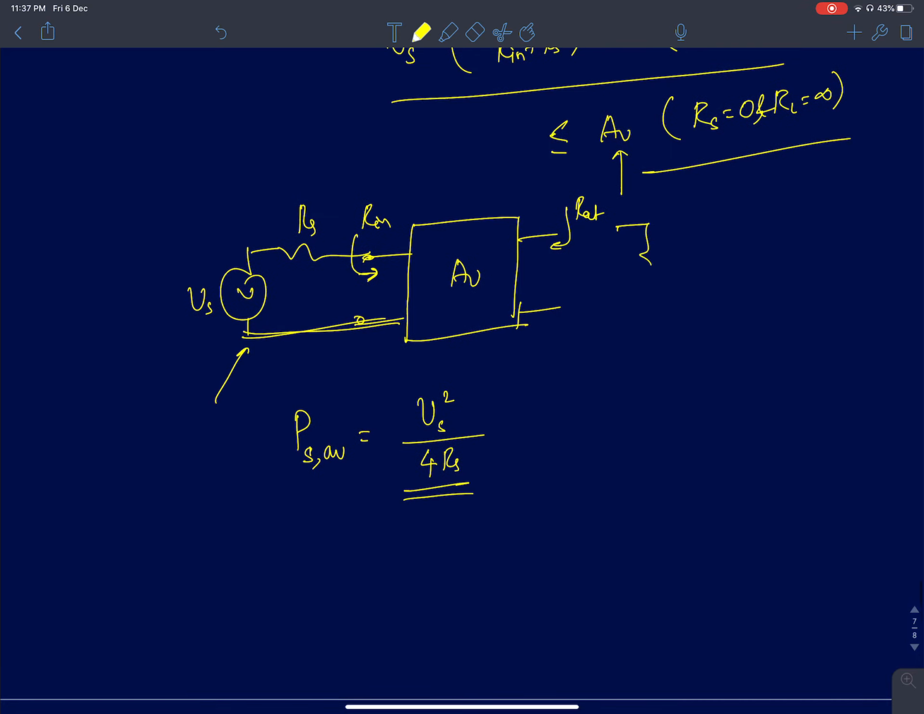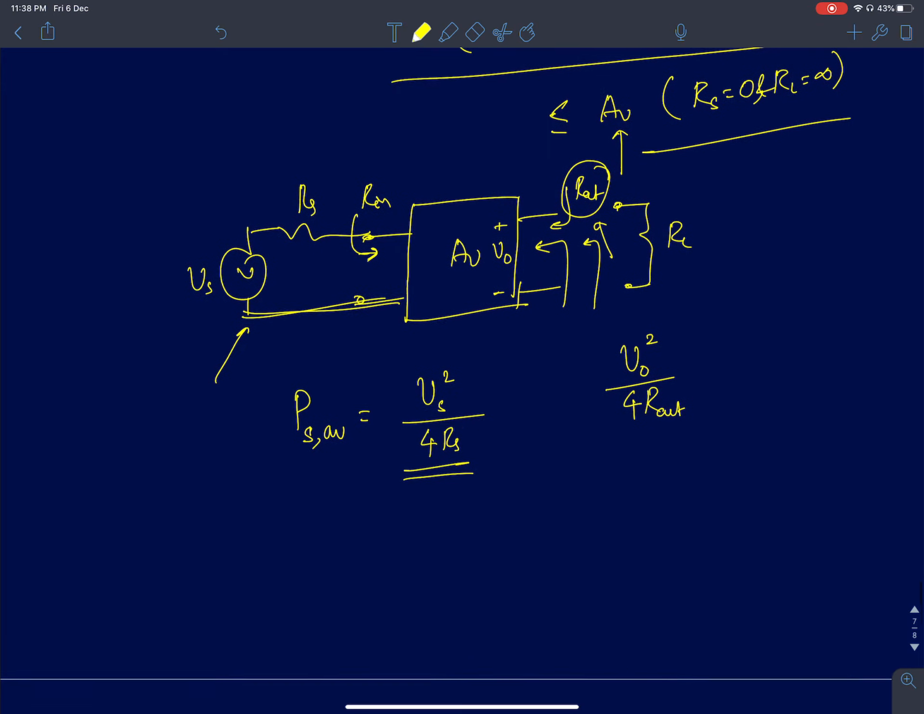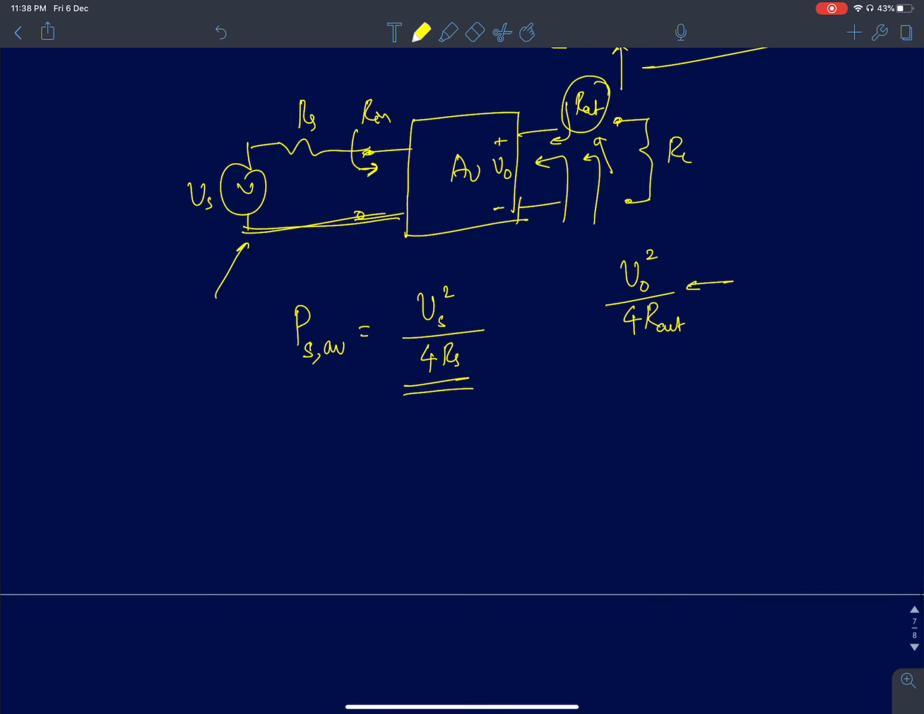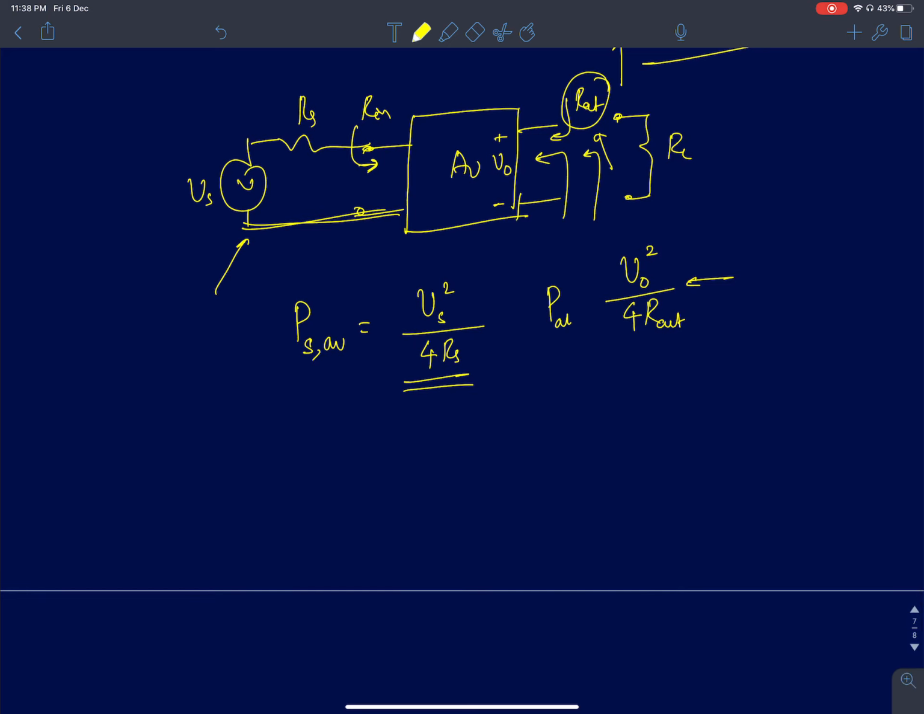Now, similarly, I'm going to compute the maximum available power at the amplifier's output. That depends upon the value of Rout, because if I model the amplifier as its Thevenin equivalent, Rout will come as a Thevenin resistance. V0 is the voltage at the amplifier's output. It's going to be V0 square by 4 Rout. It depends on Rout. This is the maximum power that the amplifier output can deliver. So this is your Pout AV.